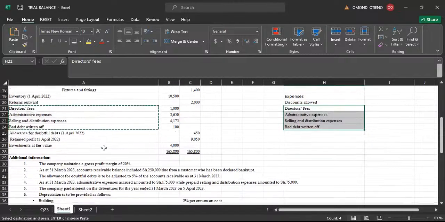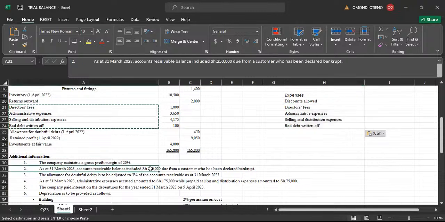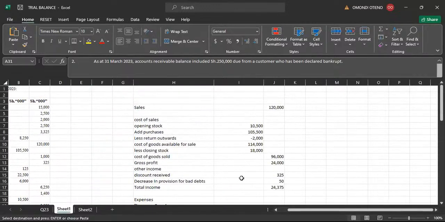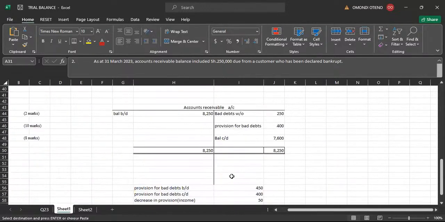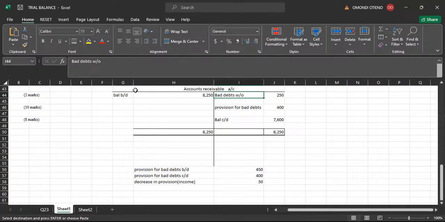And any other that we are going to have. So we have been able to see that the bad debts written off has increased due to this debtor being declared bankrupt. The 250, you are able to see that we transferred it to bad debts written off account. And bad debts written off account, I think we were able to tackle that yesterday.